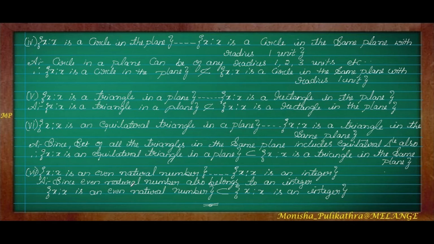So moving on to the last question. X is an even natural number. Natural number starts from 1, 2, 3, etc. Where even means the numbers which are divisible by 2. So even natural numbers are 2, 4, 6, 8, 10, etc.